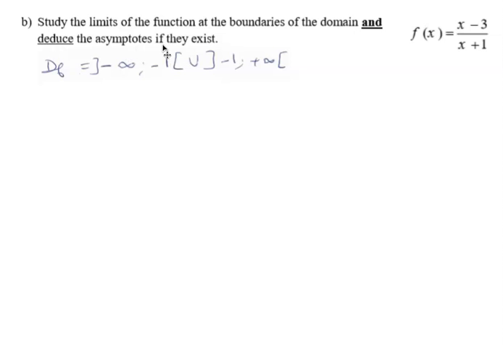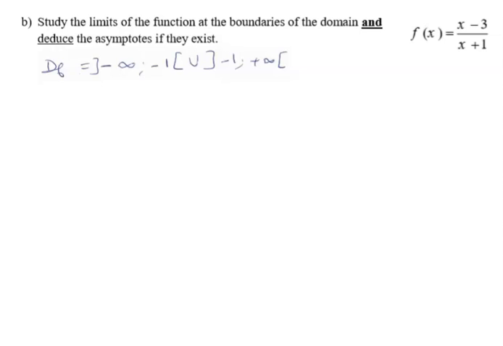We want to study the limits of the function at the boundaries of the domain and to deduce the asymptotes if they exist. So I need to study the limits of the function at four boundaries: minus infinity and plus infinity, at negative 1 minus, which means to the left of negative 1, and at negative 1 plus, which means to the right of negative 1.